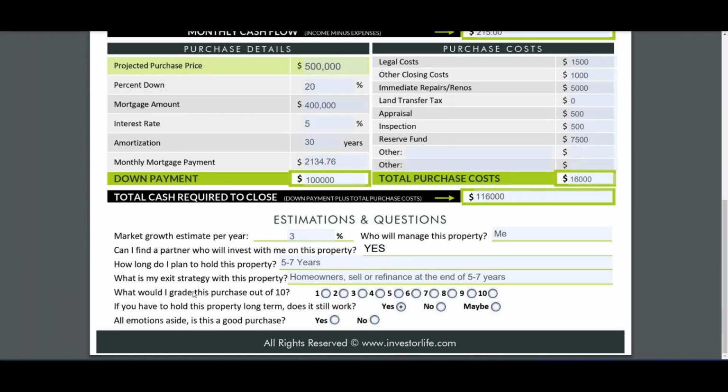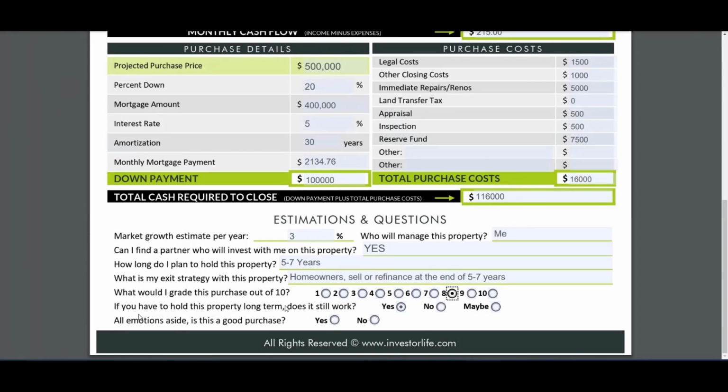So then what would I grade this purchase out of 10? I would say this is a solid 7, possibly an 8 out of 10 purchase. But this is where, when you set a few properties side by side, guys, remember, you're not just analyzing one property. You need to be analyzing more than one property so that you can set them side by side and have options as to which one is the best. You can grade them each. That'll help you pick which investment to buy.